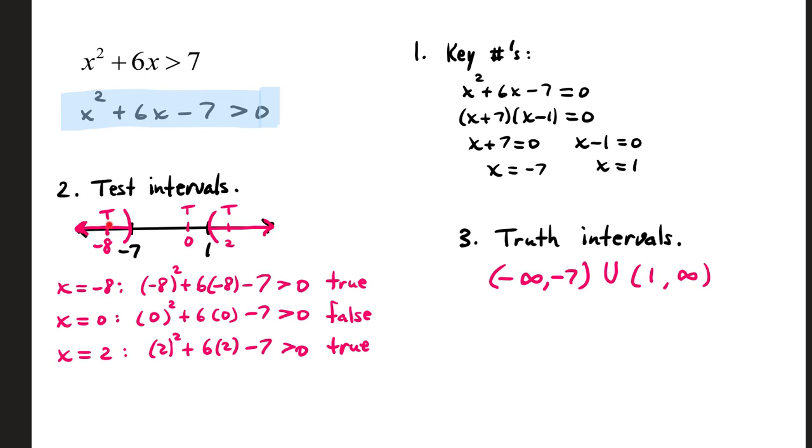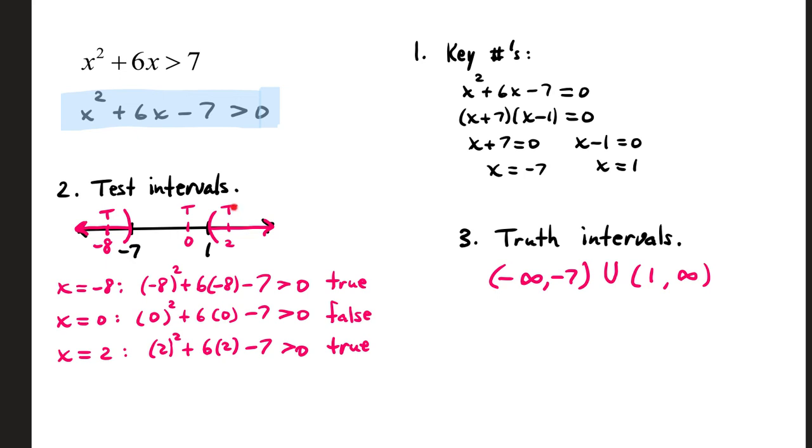Testing the intervals around the key numbers, -8 substituted into the highlighted statement. 64 minus 48 minus 7 is positive, so that's true. Pick a number between the key numbers. 0 is always convenient as long as it's not a key number. I always pick 0 for a test number. Substituting 0 into the highlighted statement above, you get a false statement. 0 plus 0 minus 7 is not greater than 0.